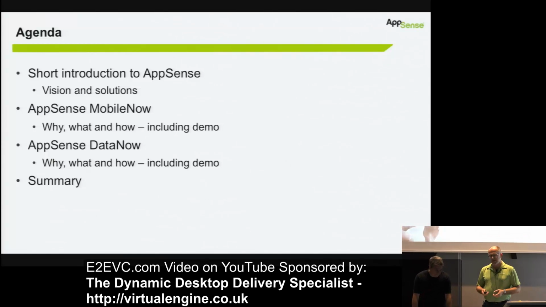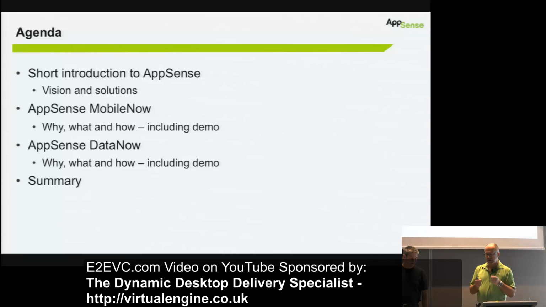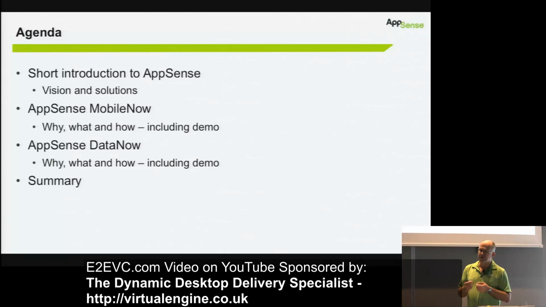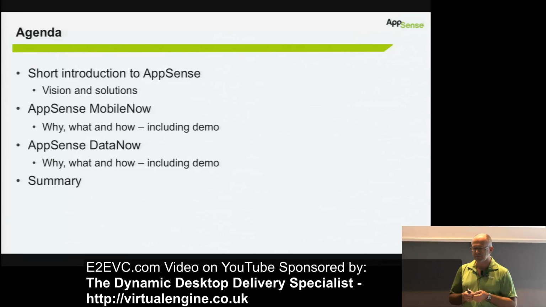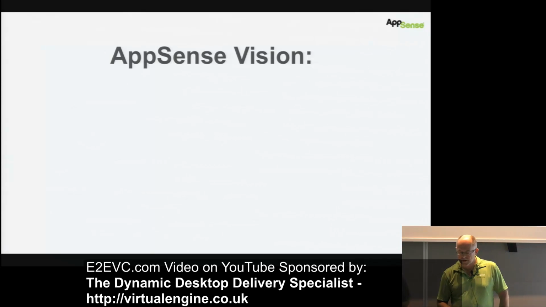So this is going to be a little bit show business here now, but we also have to do some serious things. So what we thought we should do here today is give you a short recap of what AppSense is, primarily focusing on the mobile products, Mobile Now and Data Now. And Alex promised me a really fast network, so if the gods are with us, we can even show you a demo here on the network afterwards.